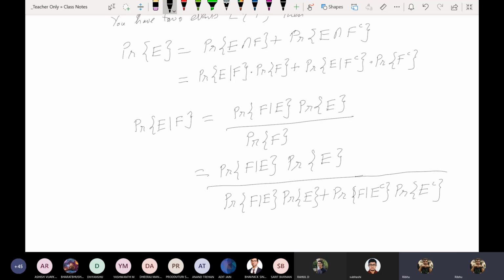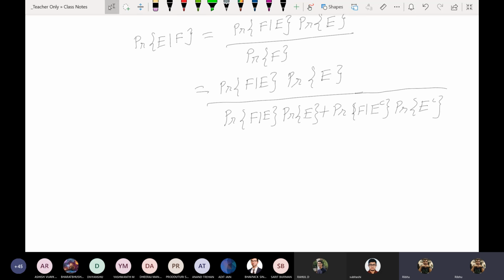So you also know what are mutually exclusive events. Yes, sir. So I'll just write that E and F are called mutually exclusive if E intersection F is an empty set. Fine.